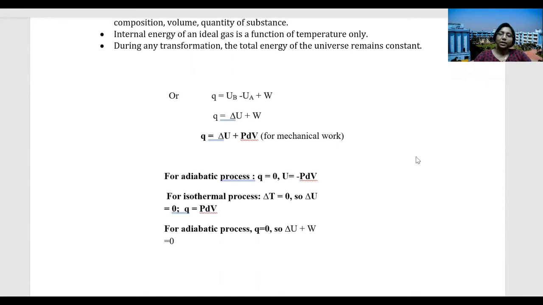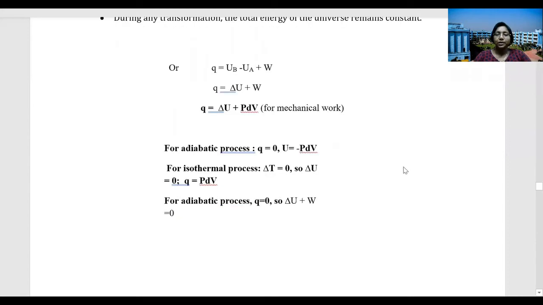In the same way you can do it for the other processes. You will try it at home for the isochoric process and the isobaric process, the different processes that I told you about last week. So derive the form of the first law for all these processes. It is your homework.